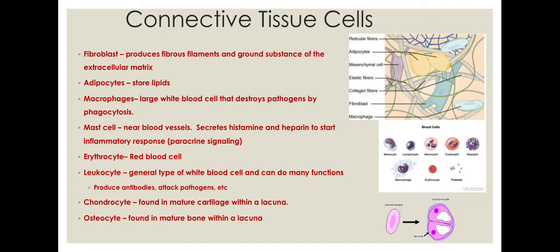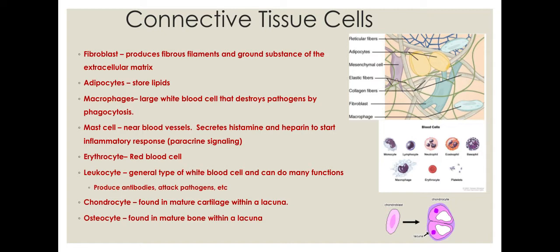Macrophages, that is a large white blood cell that is going to destroy pathogens, and it does it by phagocytosis, so like engulfing the invader. We have something called a mast cell. Those are near blood vessels, and they're going to secrete some substances, histamine and heparin, which is going to start this inflammatory response. It's also called paracrine signaling. But if there is a reason for that mast cell to be inflamed, it's going to secrete those things and tell the body, hey, something is happening here.